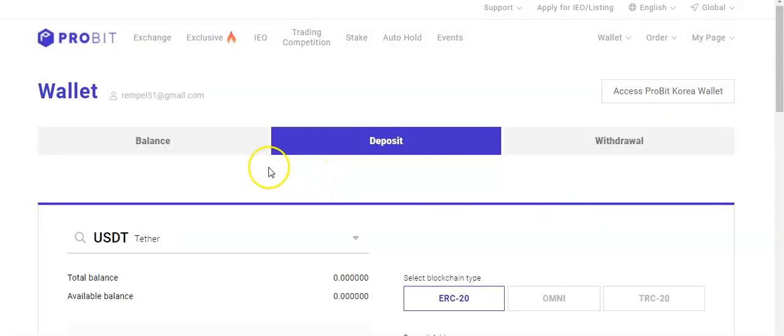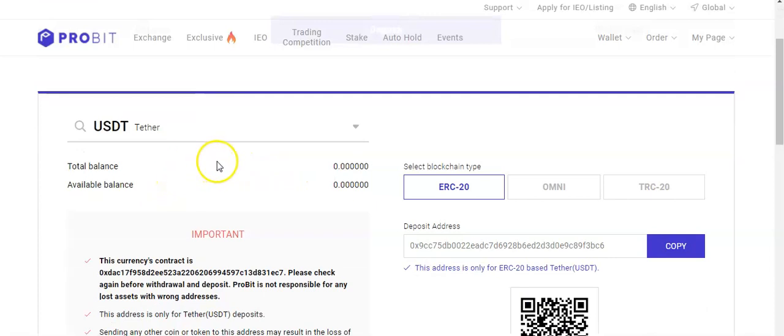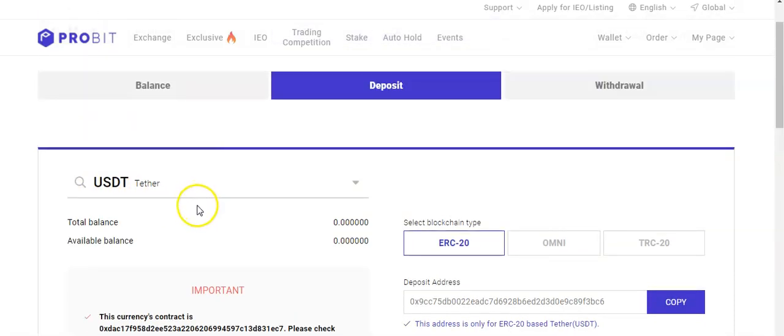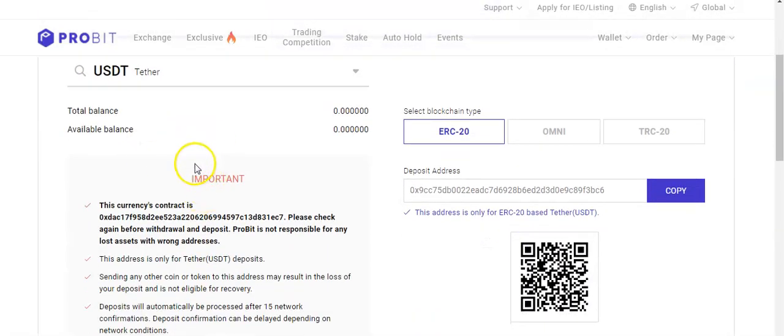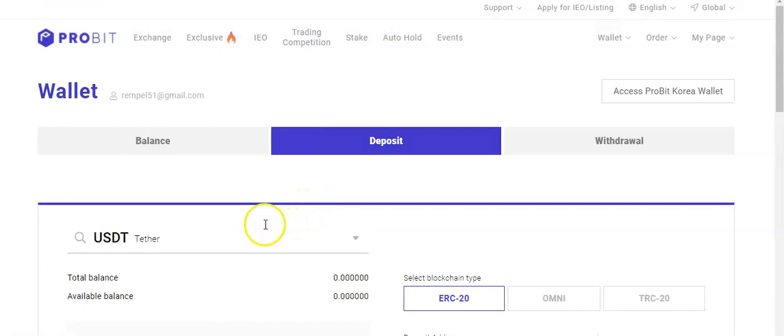For now, all I'm concerned about is USDT and Bitcoin, because both of our tokens are paired with USDT and with Bitcoin. So those are the only two currencies that I will be concerned about, making sure that I have both available in my balance so I can do some instant buying and selling. All right, now that we have the deposit figured out, let's go take a look at the exchange.